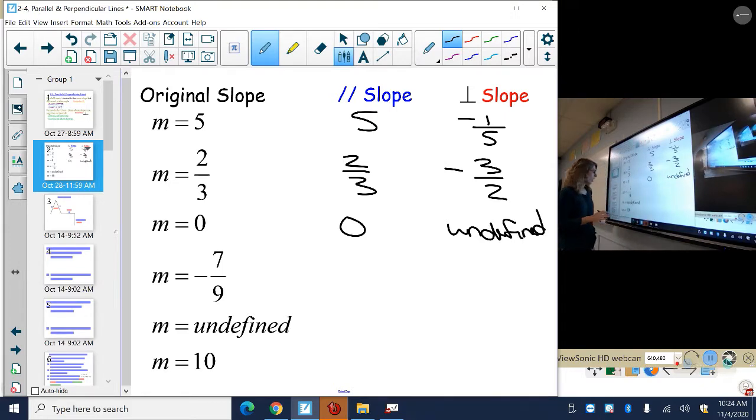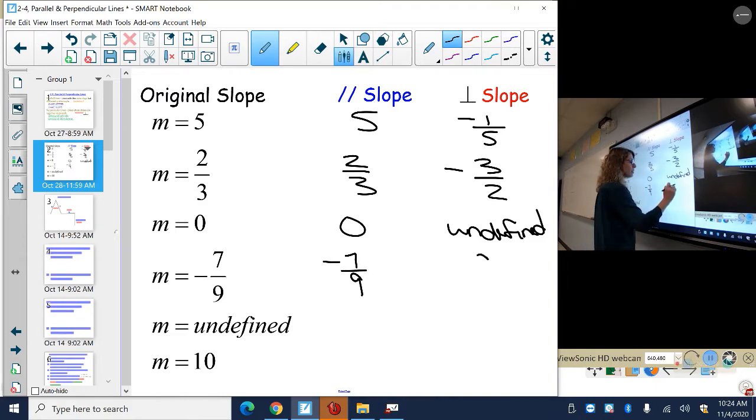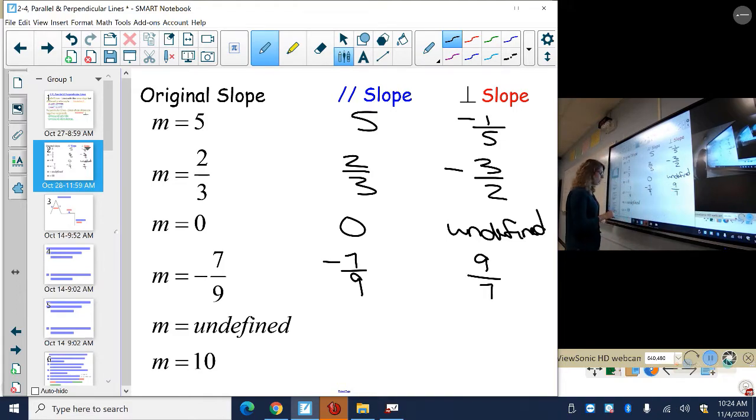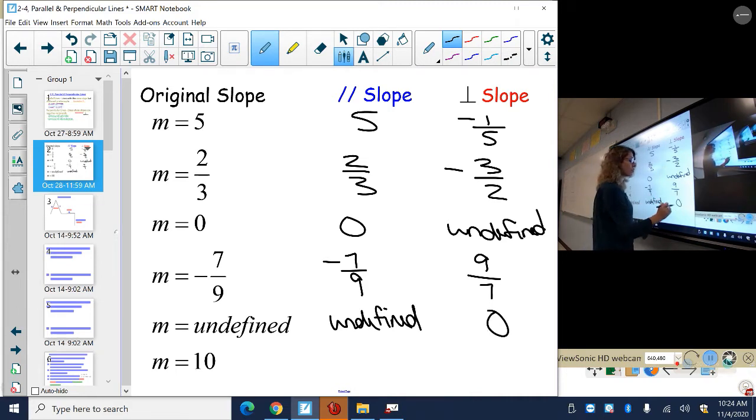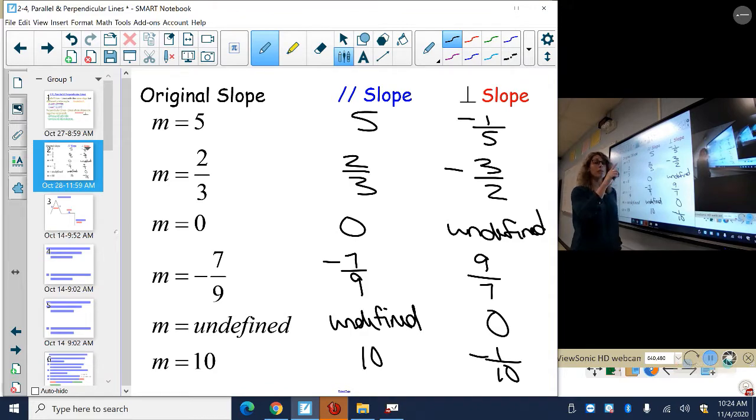Okay. M is equal to -7/9. That's going to be the same slope, and then this is going to be the opposite reciprocal, 9/7. Undefined. Same slope is still going to be parallel, so undefined, but opposite is going to be 0. And then my slope for parallel is going to be 10, and then my perpendicular is -1/10. So you need to make sure that you understand that first of all before you can go any further, okay?